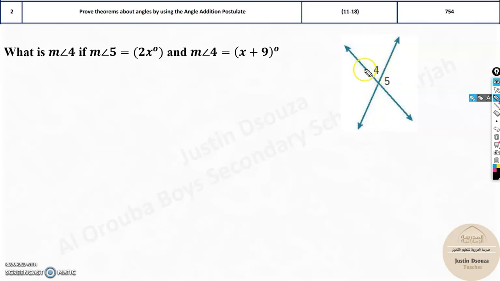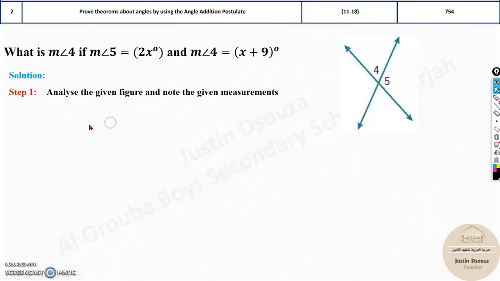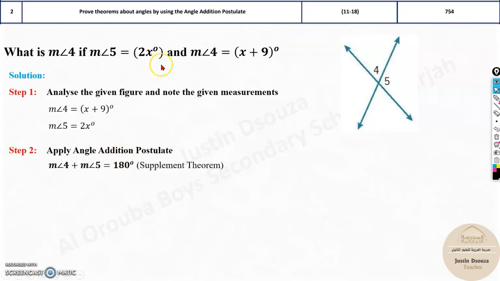And one more thing, these are vertically opposite angles, so they are also equal. 4 and 4 this will be, and over here it will be 5. So this is one more thing. But for now, 4 and 5 will be equal to 180 degrees. So the sum of both will be 180, right? Now the angle addition postulate, over here we know from the supplementary theorem, supplement is about 180 degrees. All you need to do is add these both and that will be 180 degrees.